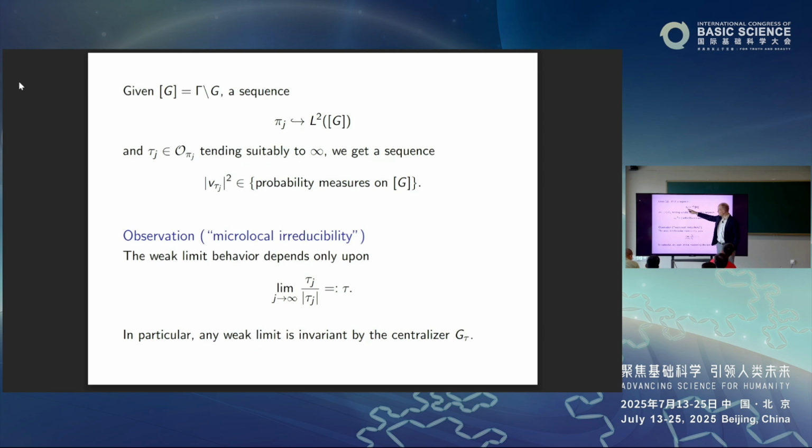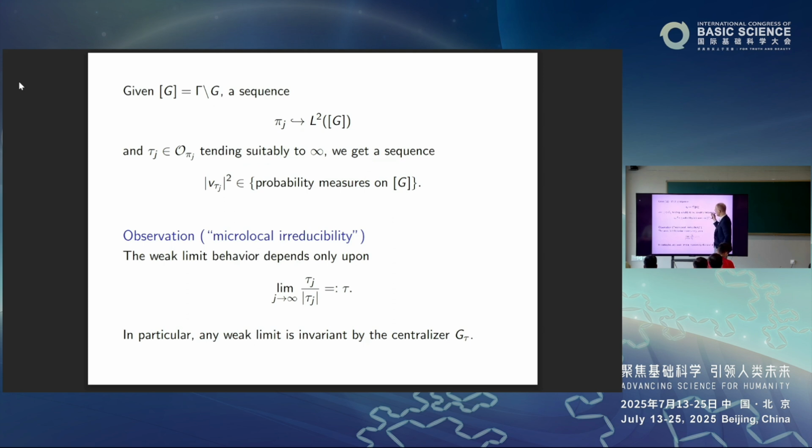We'll assume given a sequence of irreducible subrepresentations occurring in L2 of this homogeneous space that I'll call pi j. And we'll also assume given a sequence of parameters, tau j, inside the associated coadjoint orbits that tend to infinity. So you can have in mind the picture of a sequence of spheres for SO(3), and maybe just take the north pole on each sphere. So that'll be a sequence that tends off to infinity.